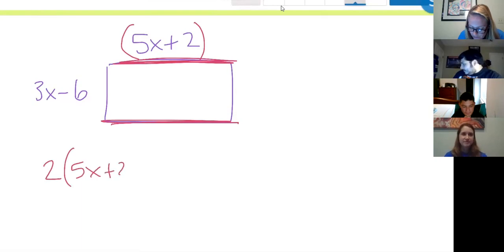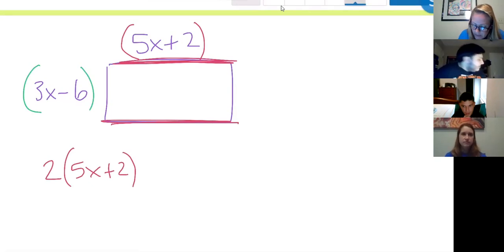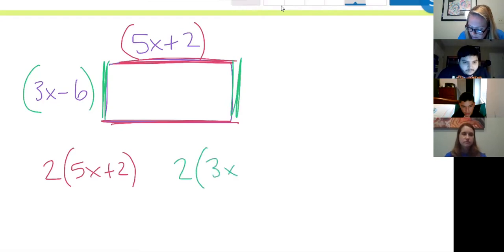5x plus 2. All right, now how many times are we going to use, oh, I don't want to use that, I want to use that. How many times am I going to use 3x minus 6? Twice. Right, because the left is the same as the right. So I need to say that I have 2 times 3x minus 6. And then I'm going to combine those, so I'm going to put a plus sign in between them. Okay, so if you feel really comfortable with that distributive property, that's how you're going to set it up.